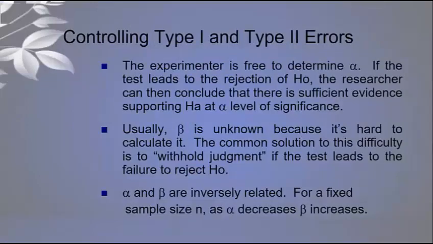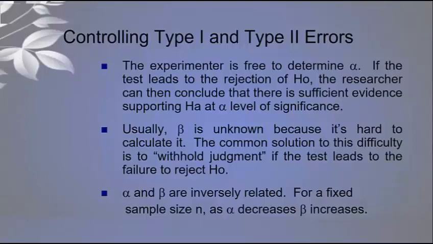So, if the test leads to the rejection of its null, the researcher can then conclude that there is sufficient evidence supporting its alternative hypothesis at alpha level of significance. Usually, beta is unknown because it's hard to calculate it. The common solution to this difficulty is to withhold judgment if the test leads to the failure to reject its null. Alpha and beta are inversely related.